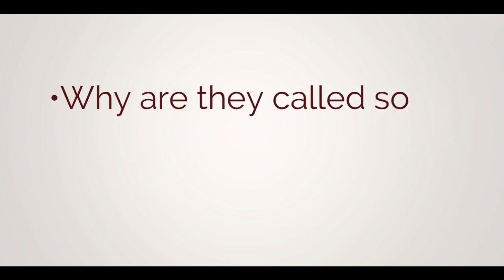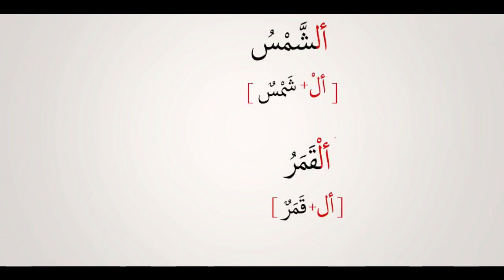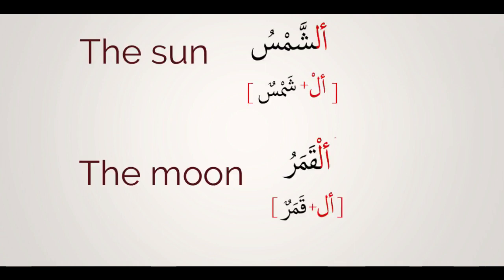Now, why do we call them sun letters and moon letters? Remember, we studied ash-shamsu and al-qamaru, and I told you that ash-shamsu means the sun and al-qamaru means the moon. In ash-shamsu, we do not pronounce the lam, and in al-qamaru, we do pronounce the lam. That is the reason why Arab grammarians have named the letters after these two words, because they make a good couple. Ash-shamsu and al-qamaru, the sun and the moon, they make a good couple.